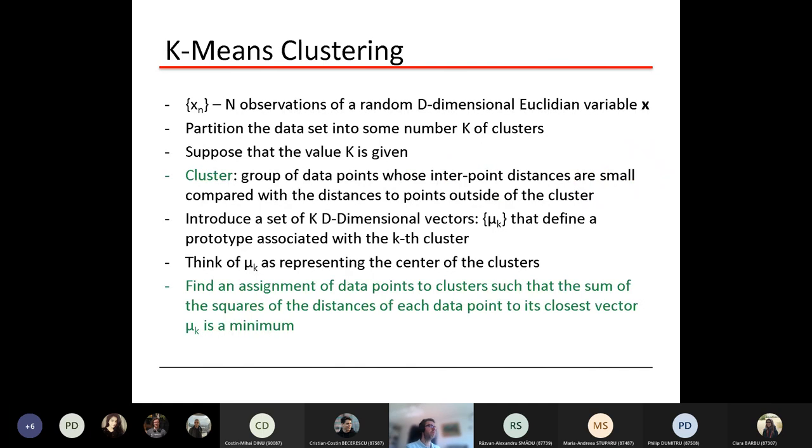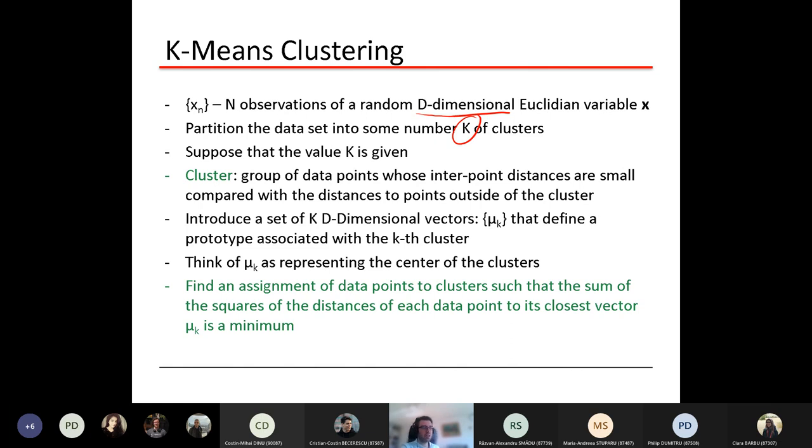So before going into mixture models, let's start with a quick recap of what K-means does. K-means is an algorithm used for clustering. Given a set of observations X_n, so we have n observations, in a specific space, let's say a d-dimensional space, we want to partition this data set into a number of clusters. We know the number of clusters: we want k clusters, and this value is given.